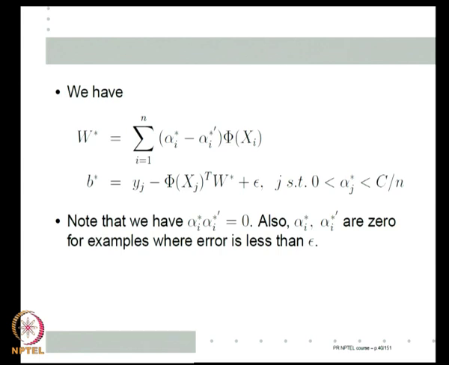We know by looking at the primal problem that only one of alpha I star and alpha I star prime is non-zero, and both of them will be 0 for examples where the error is strictly less than epsilon.